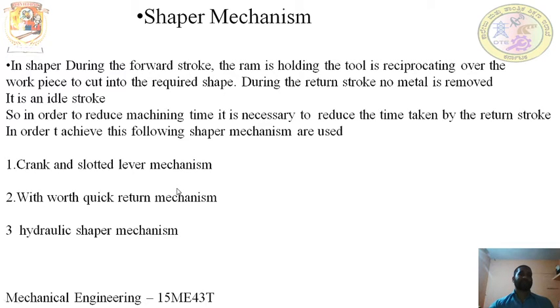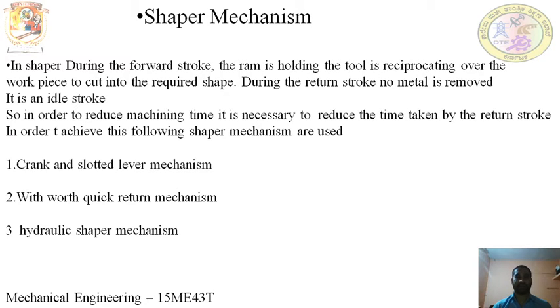So, shaper mechanism: why is the shaper mechanism required? In a shaper, as we discussed earlier, the cutting action takes place during the forward stroke. The ram holding the tool reciprocates during the forward stroke and performs the cutting operation, whereas during the return stroke, no metal cutting takes place. So it is the idle stroke, and no metal cutting action takes place.